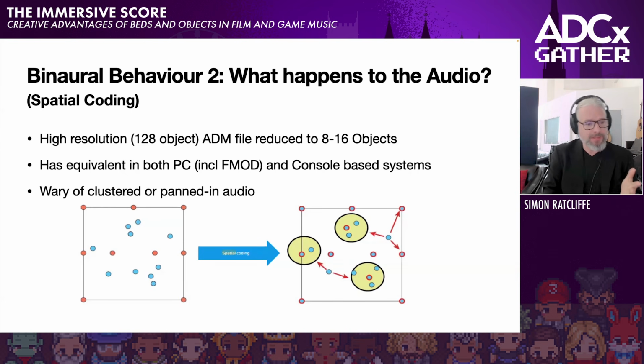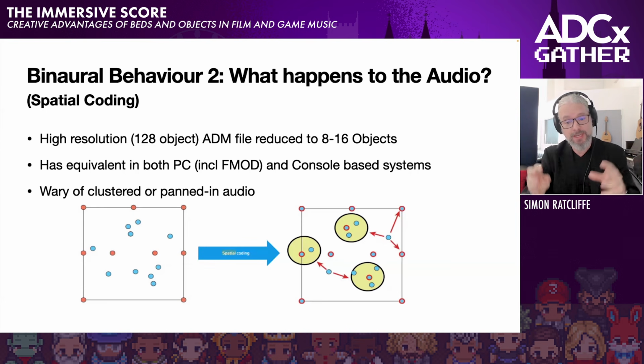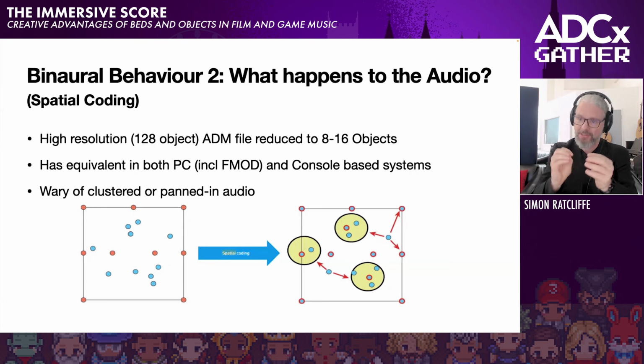So, for example, in the left image here, we can see all these blue objects, which are within the sound field. On the right-hand side, you see once it goes through spatial coding, it gets dithered down and stuck together, so we're going to split it out into regions. That's because you can have up to 128 objects, but at the end, when it's streaming, it's only going to be coming out of a maximum of 16 possible objects.